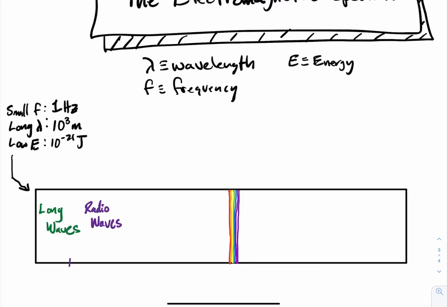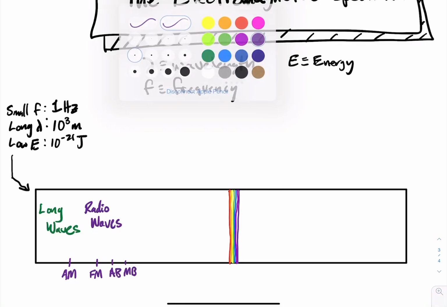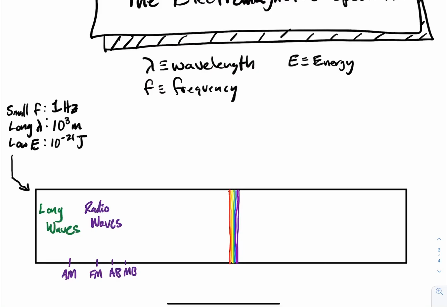Over here we could have AM, amplitude modulation, AM radio stations like AM 950. We also have FM radio stations like 88.7. FM is frequency modulation. We have an aircraft band. We have a military band, and there's several other bands like ham radio and all sorts of things. So there are lots of different frequencies or wavelengths of radio waves, and they have different purposes.